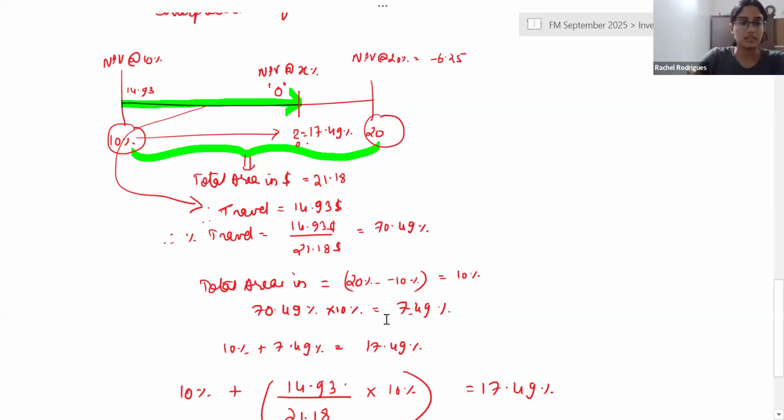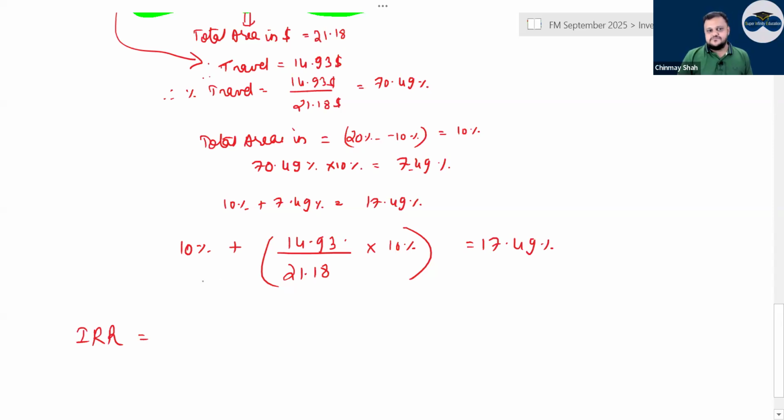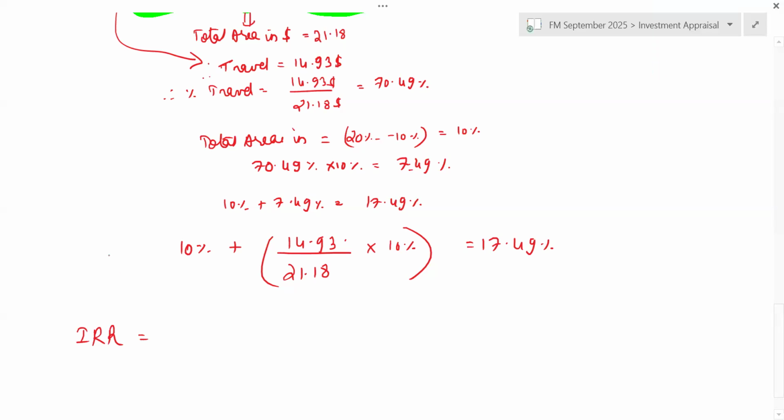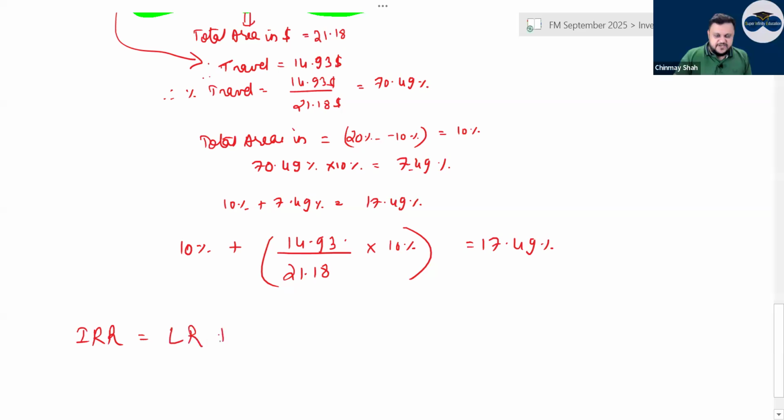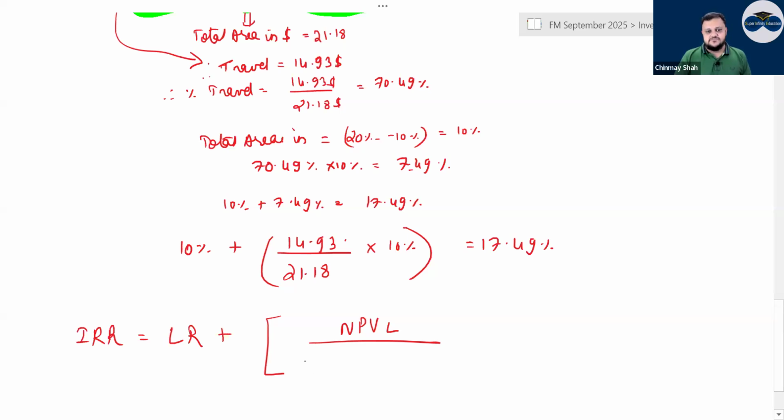Okay. Yes, sir. So what is the IRR formula? Therefore, IRR is equal to 10%, which is what? Lower rate. Lower rate plus bracket open, 14.93 is NPV at 10%, that is lower rate, or NPV at 20%, higher rate? Tell me. NPV at lower rate. So numerator will be NPV at lower rate divided by NPV lower minus NPV higher.